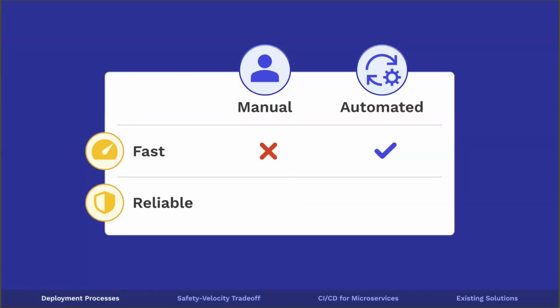Okay, so we've discussed how manual deployments are slower than automated ones. Now, let's talk about reliability, which means the confidence companies can have that the code they're releasing into production will actually work in production. As we'll see in a moment, manual deployments are usually less reliable than automated ones.